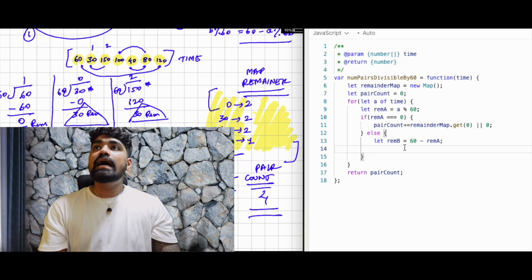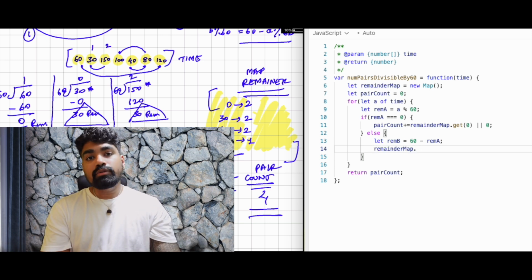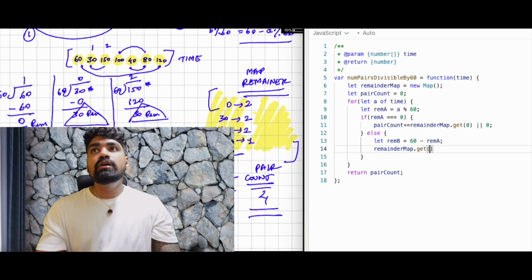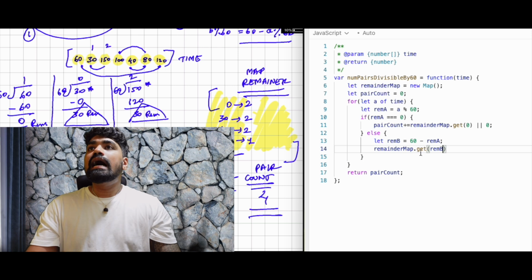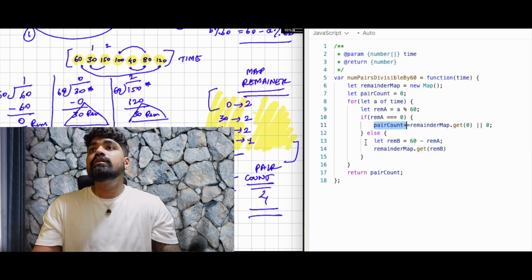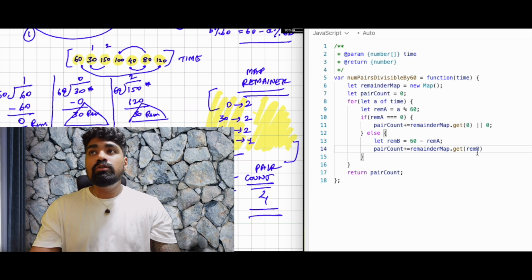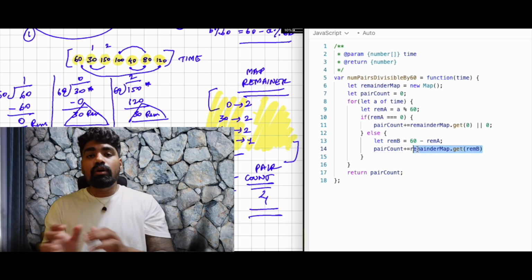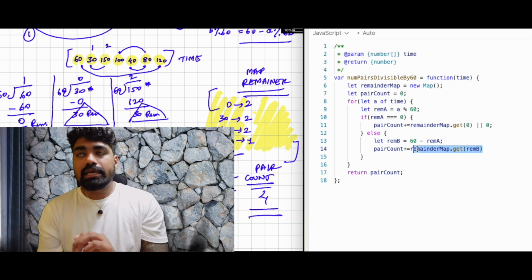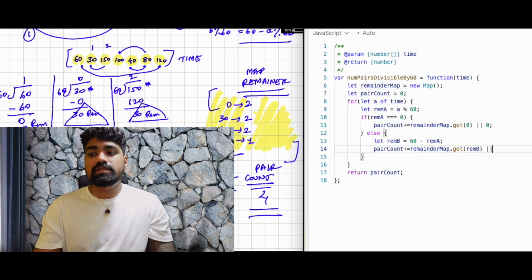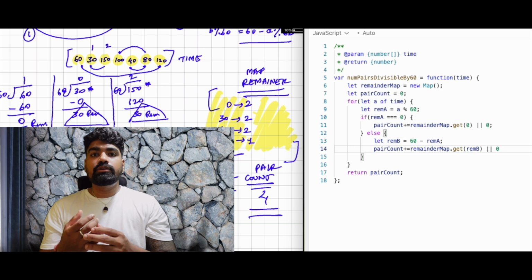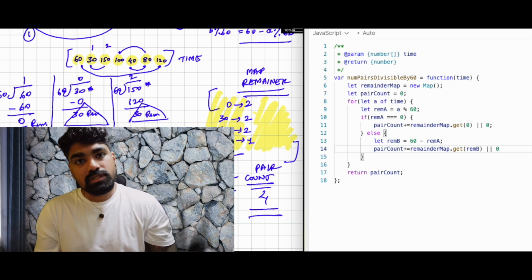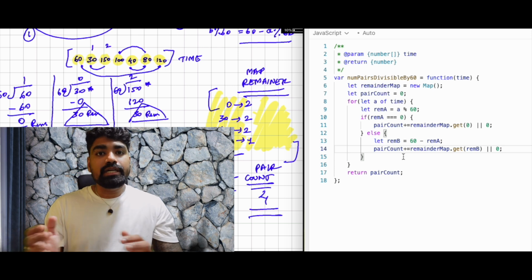What that means is I will take the map and try to get the value that I have in the map for this remainder of b, which is basically the complement of my remainder of a, and then I will try to increment my pair count based on that value. So either I find my complement in my map, or if I don't find it, I will just say 0 associated with it, because it defaults to 0. And that's pretty much it in terms of implementation.